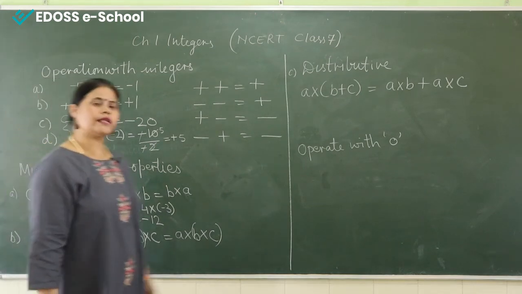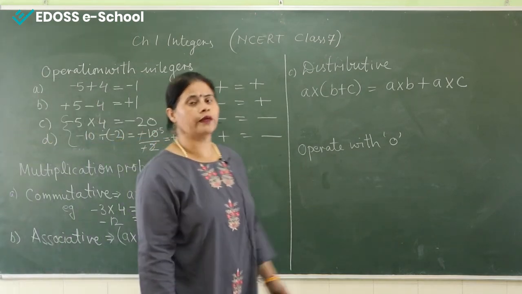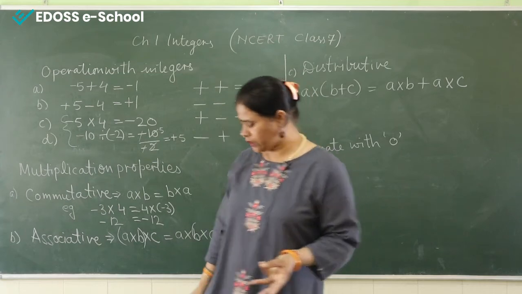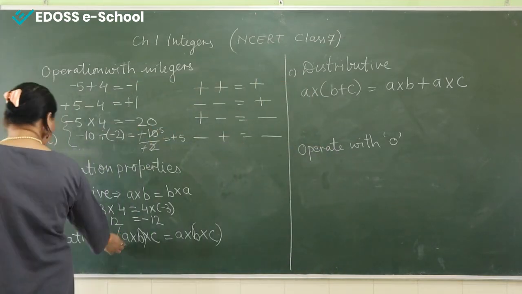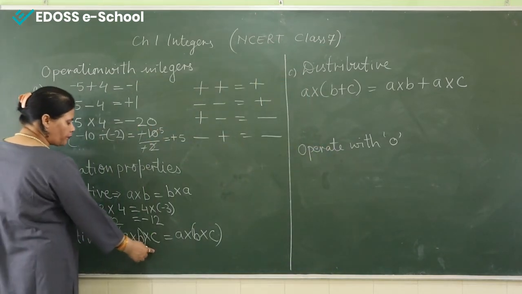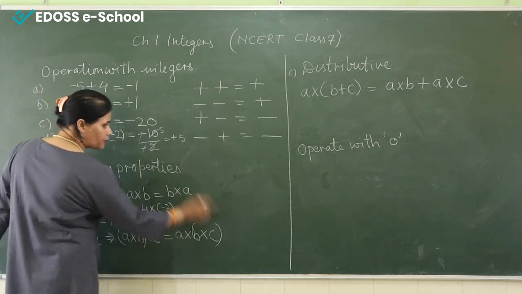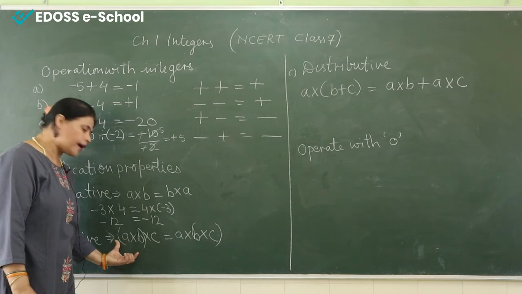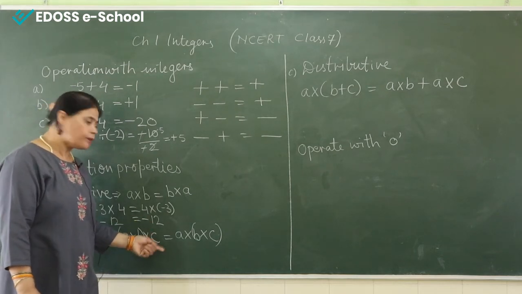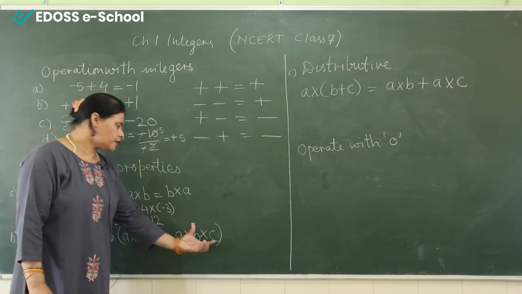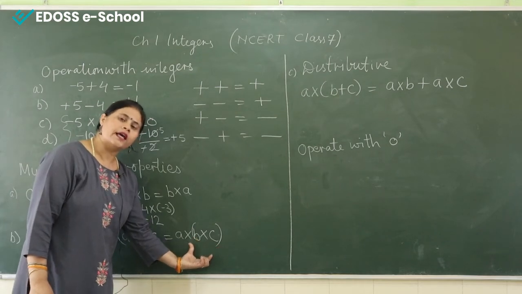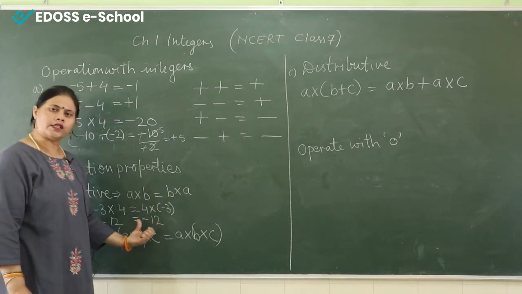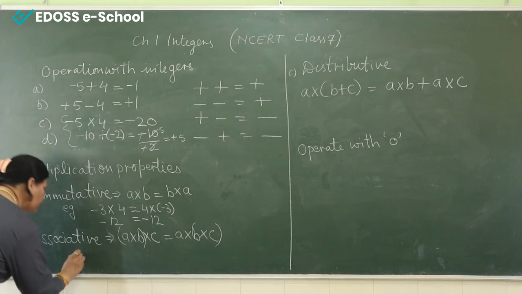Now come to the next, the associative property. In the associative property we are taking three numbers, three integers. So here it is, A multiplied by B multiplied by C is equal to A multiplied by B multiplied by C. On the left hand side, first we multiply the first two integers and multiply the answer with the third one. And on the right hand side, first we multiply the last two integers and multiply the answer with the first one. Now see an example.